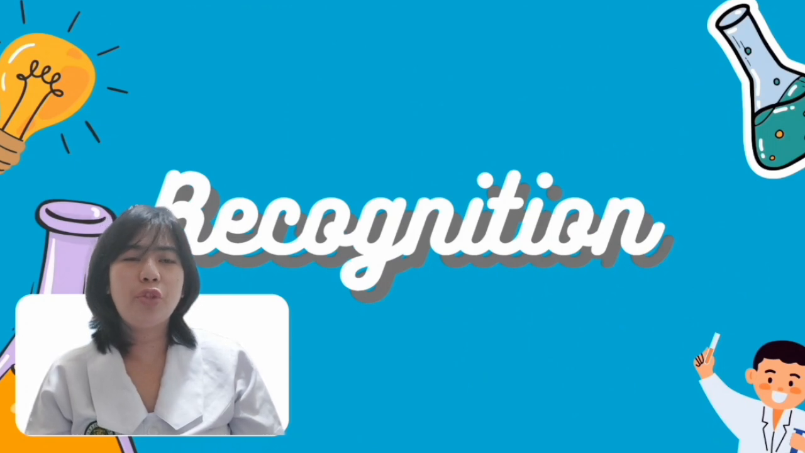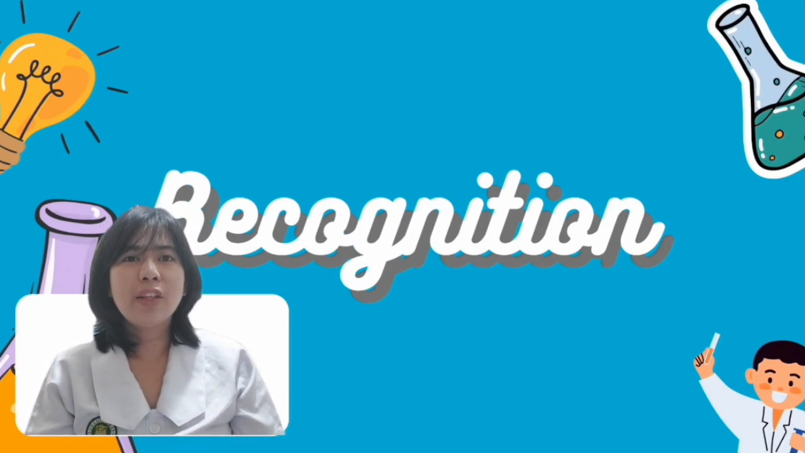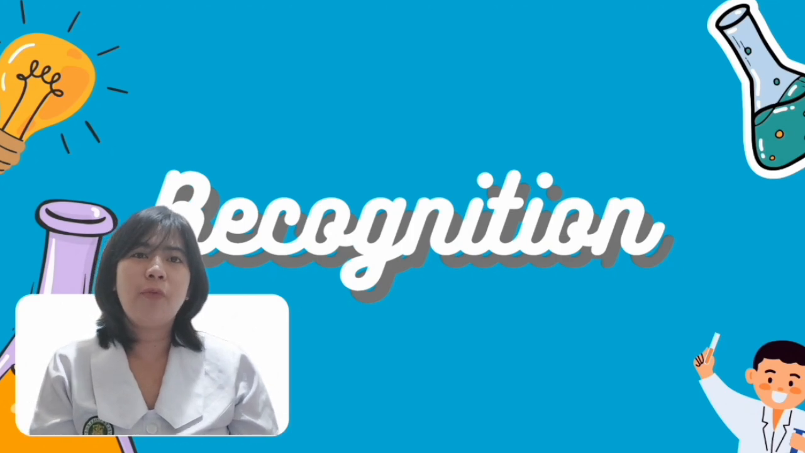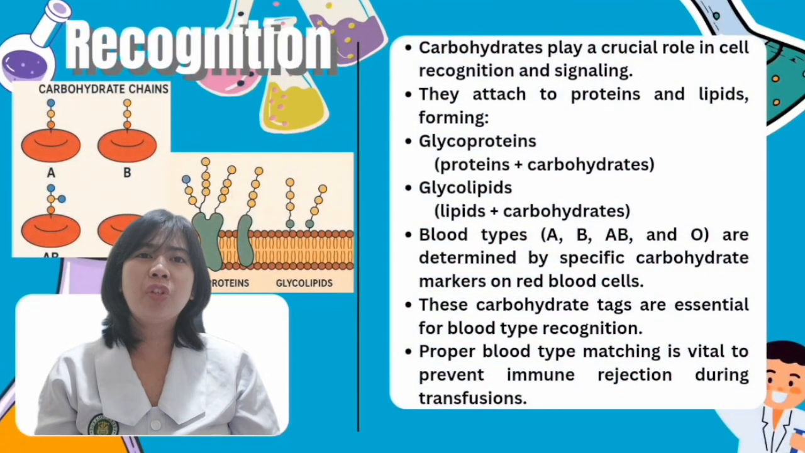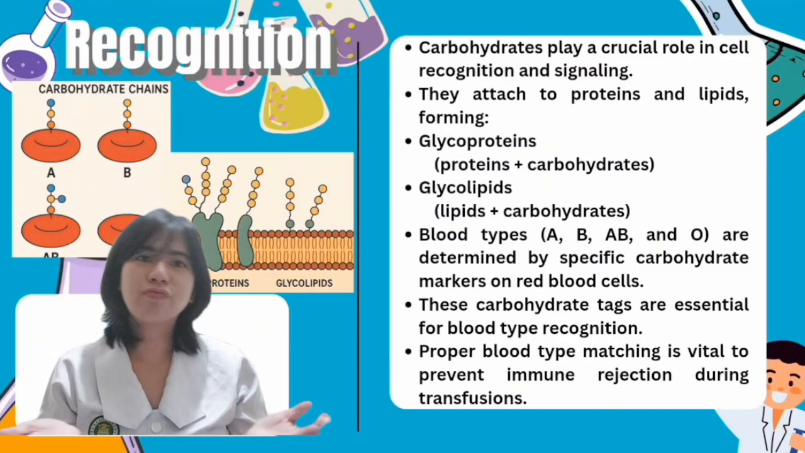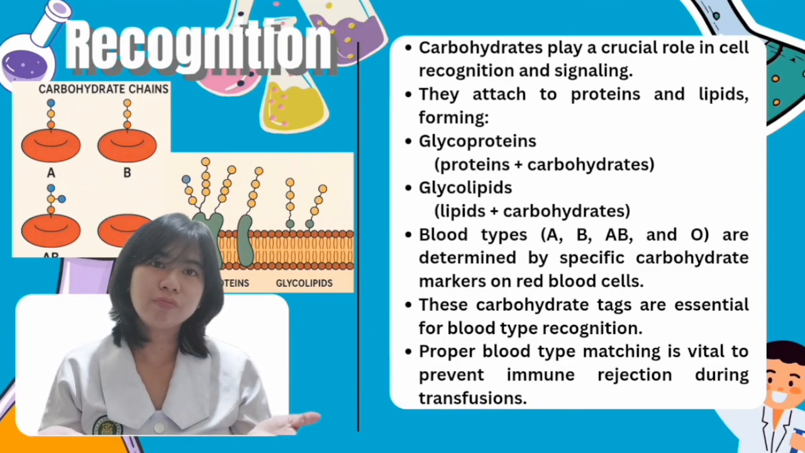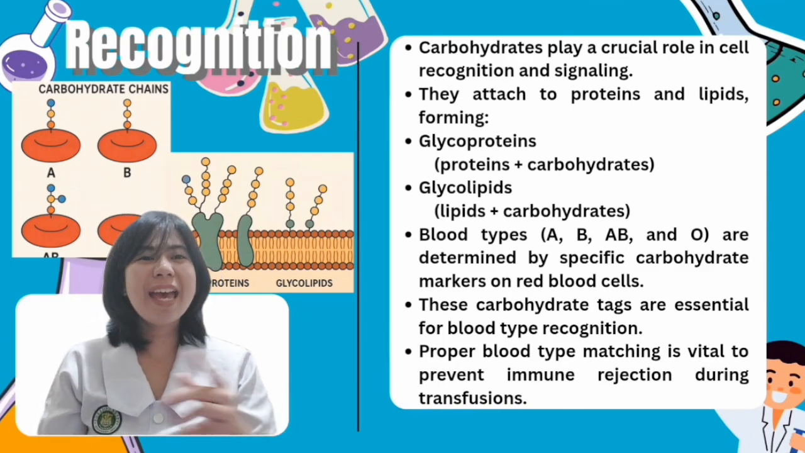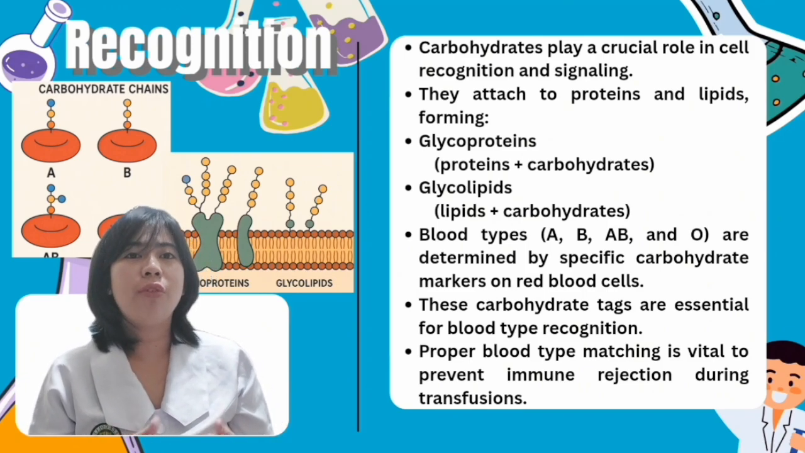Now that we know the structure of carbohydrates and their types, let's move on to another interesting function of carbohydrates. What would happen if our body couldn't differentiate which cells are harmful and which belong to you? Any guesses? Yes, that's right! The body might get sick or attack its own cells.